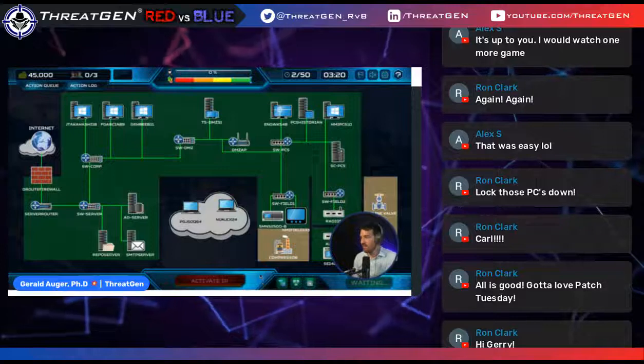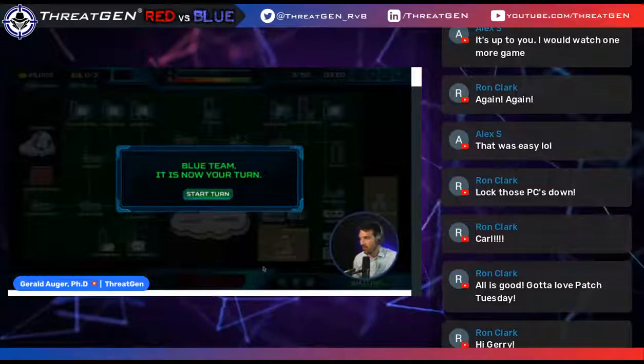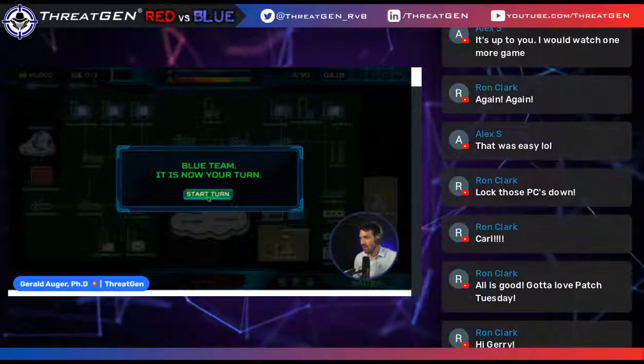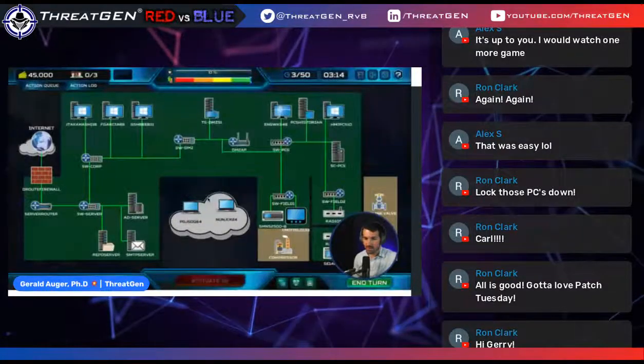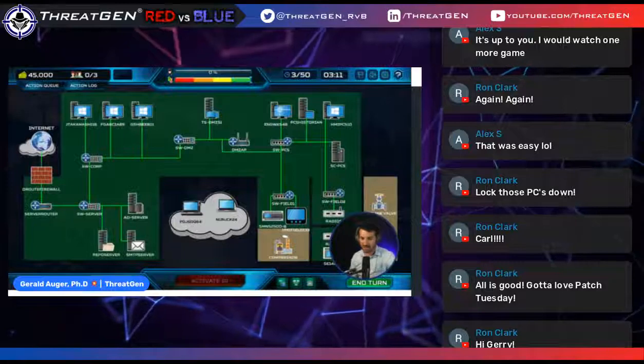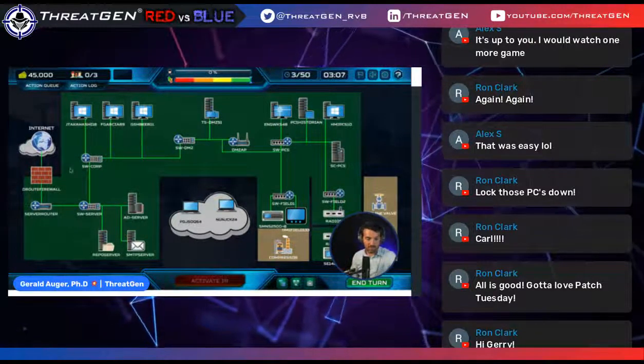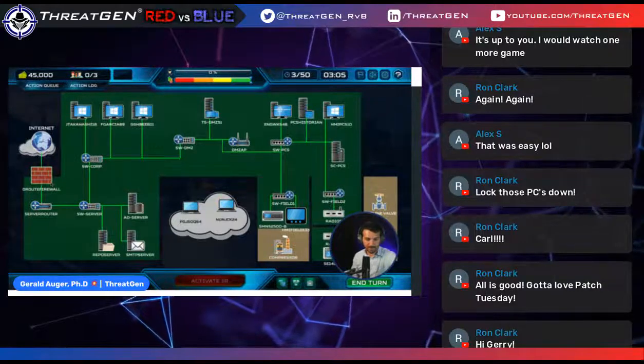We don't need a SIM yet as far as priorities go, because you have to assume that the red team starts the same day you do. So they're not going to be popping shells or anything just yet. So we don't really need to. I mean, you would want to prioritize it, but okay.